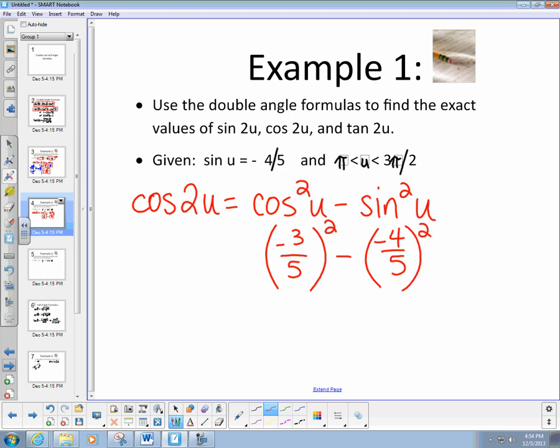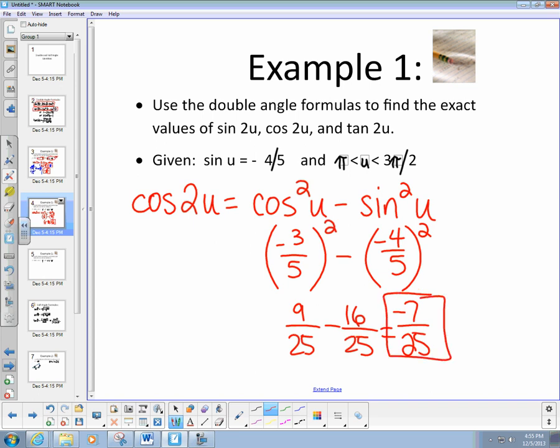So when I square my fractions, I'm going to end up with positive 9 over 25 minus positive 16 over 25. And when I subtract 9 minus 16, I'm going to come out with negative 7 over 25 for the cosine of 2u.